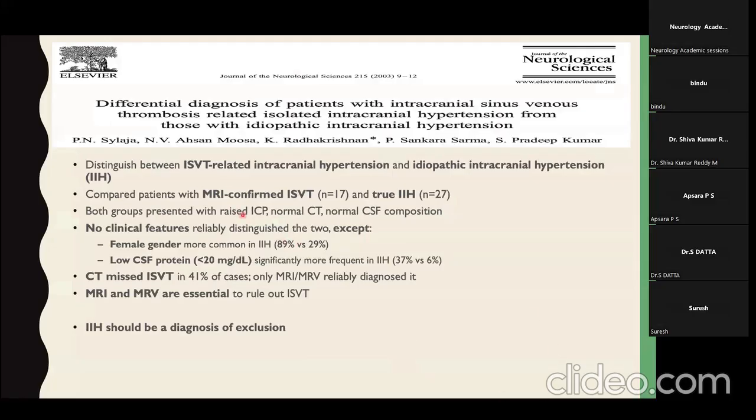This is to differentiate a patient presenting with intracranial hypertension. We should differentiate it from idiopathic intracranial hypertension. And here we can see there is no clinical feature reliably distinguishing between the two, but female gender was common in IIH, and low CSF protein was significantly more frequent in IIH. CT often misses CVT, so MRI and MRV is reliable to diagnose it. MRI and MRV is essential to rule out CVT, and after that only can you diagnose IIH. It's a diagnosis of exclusion.